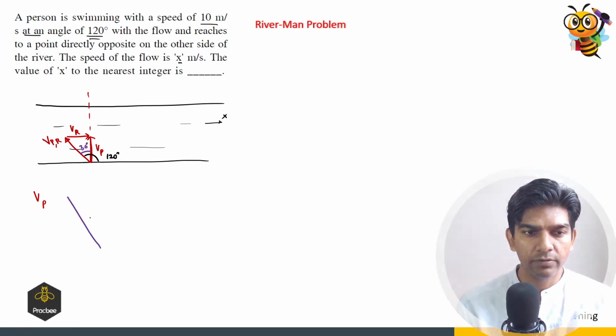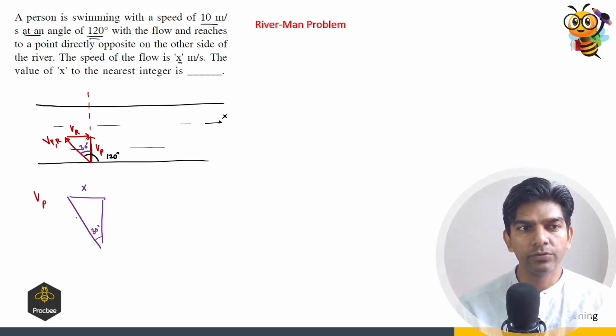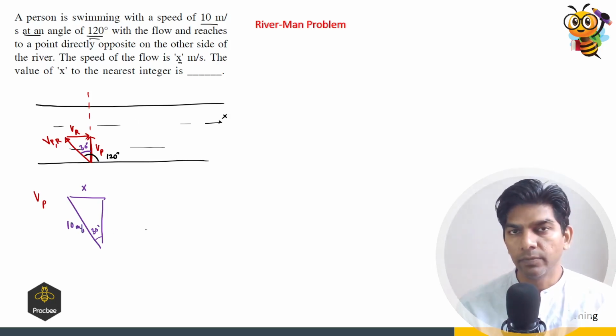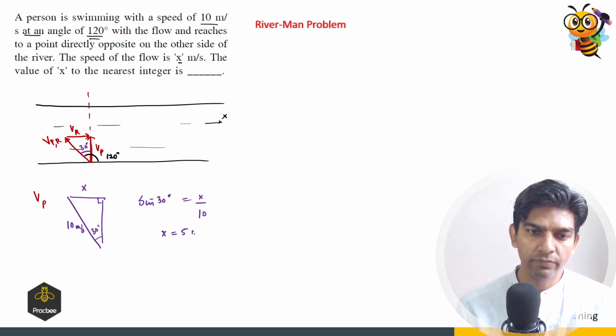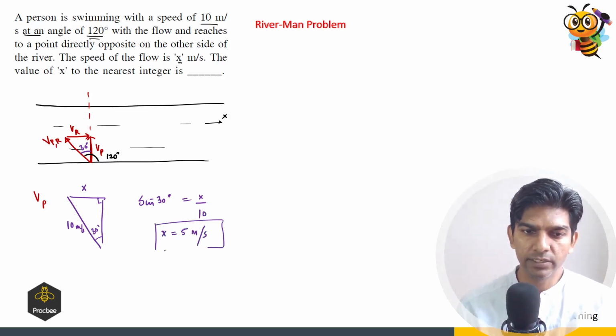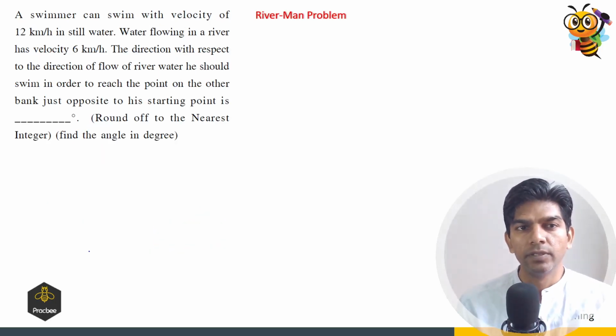Now we have a right angle triangle where this angle is 30. This is x, and the velocity of the person with respect to the river is given as 10, so that is 10 meters per second. Now we can apply trigonometry, so sine 30 degrees will be x divided by the hypotenuse, which is 10. So x comes out to be 5 meters per second. So that is the answer, right? Now let's see the next question.